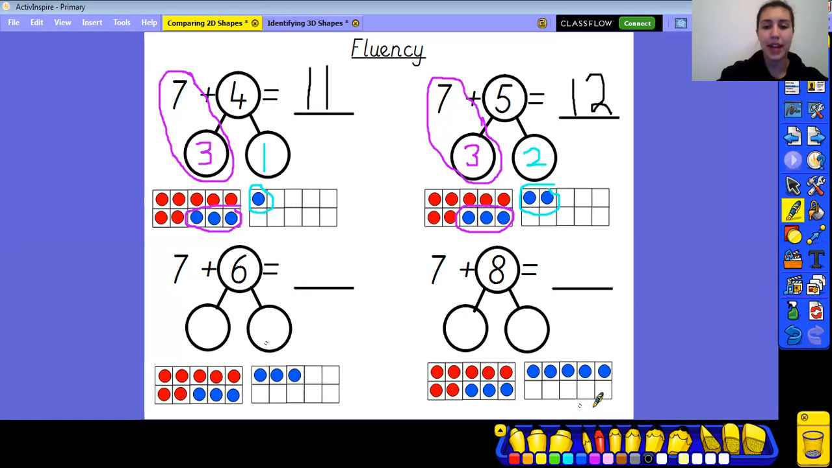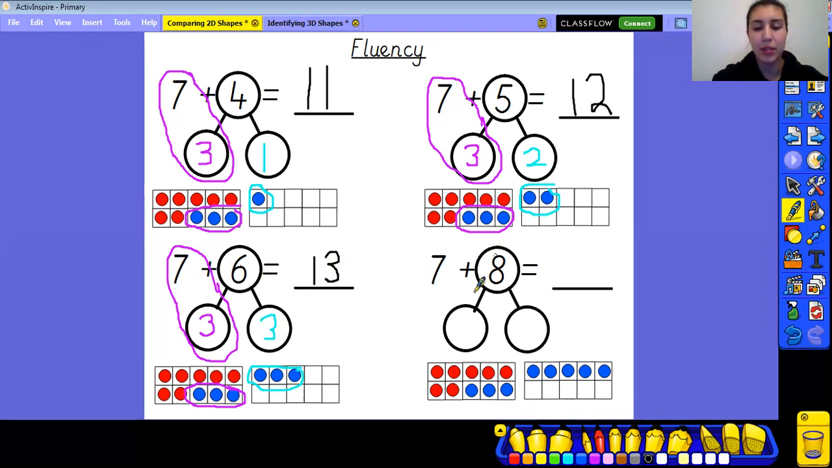Right, let's have a look at this one then. The first number that I'm going to partition my second addend into is going to bond with this 7 to make 10. And I can see that 7 plus 3 makes 10. But I didn't want to just add 3, I wanted to add 6. So that means I've got 3 more counters to add to make my whole 6. And I know that 7 plus 3 equals 10, and 10 plus 3 equals 13.